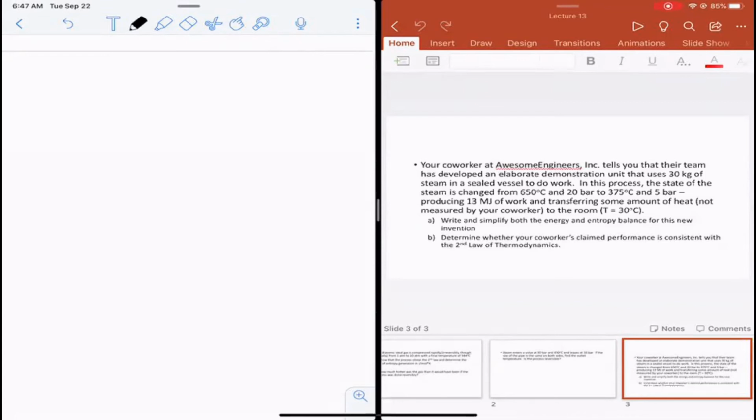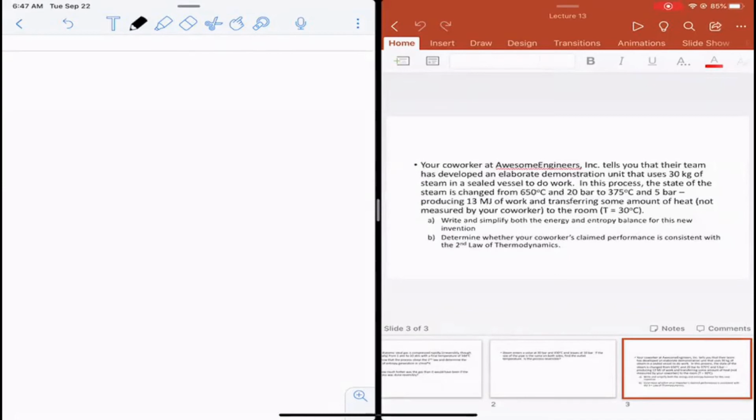And so this particular problem says that your coworker at Awesome Engineers Incorporated tells you that their team has developed an elaborate demonstration unit that uses 30 kilograms of steam in a sealed vessel to do work. In this process, the state of the steam is changed from 650 degrees C in 20 bar to 375 degrees C in 5 bar, producing 13 megajoules of work and transferring some amount of heat that's not measured to the room at 30 degrees C.